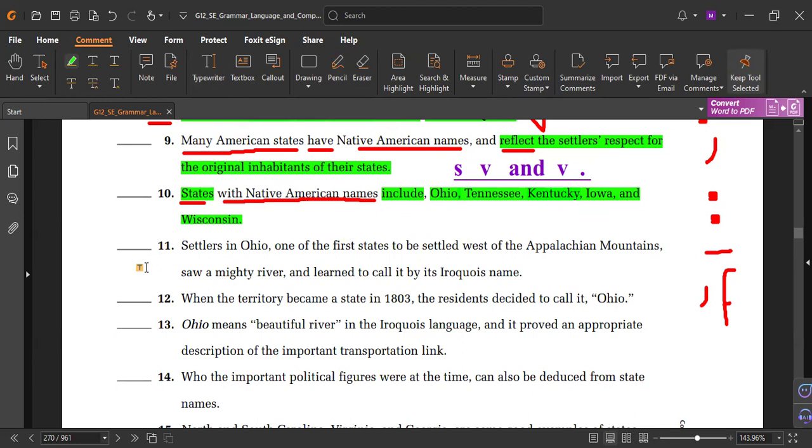Let's try number 11. After states. Am I right? So what do you mean after states? We need a comma? Yes, after states we need a comma.